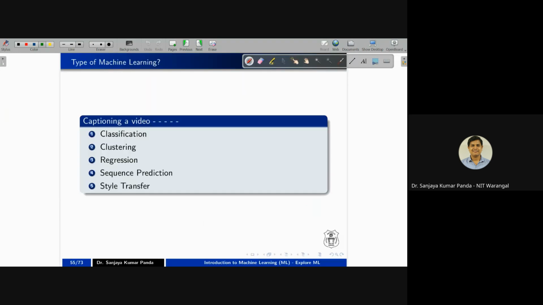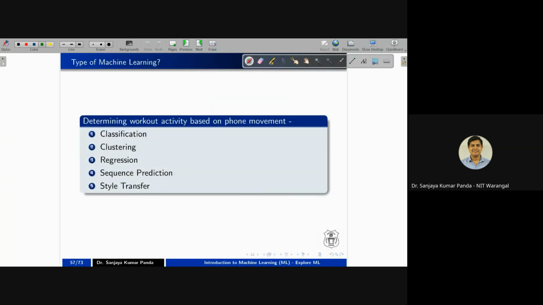Okay, captioning a video. All of us have seen it, right? Like I am recording this particular lecture, and it is also asking me whether I want to keep the transcript or not. So whatever I am saying is written in the form of a transcript. So is it a classification problem, clustering problem, regression problem, sequence prediction, or style transfer? Captioning a video means subtitles, I can say. Yeah, all of you are correct. So it is a style transfer only, right?